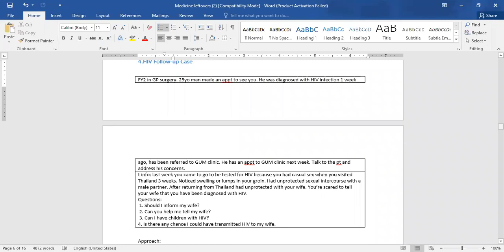You are in a GP surgery. A 25-year-old man has made an appointment to see you. He was diagnosed with HIV 1 week back. So he has already been diagnosed and he has been referred to the genitourinary clinic. He has an appointment at the genitourinary clinic next week. Talk to the patient and address his concerns.